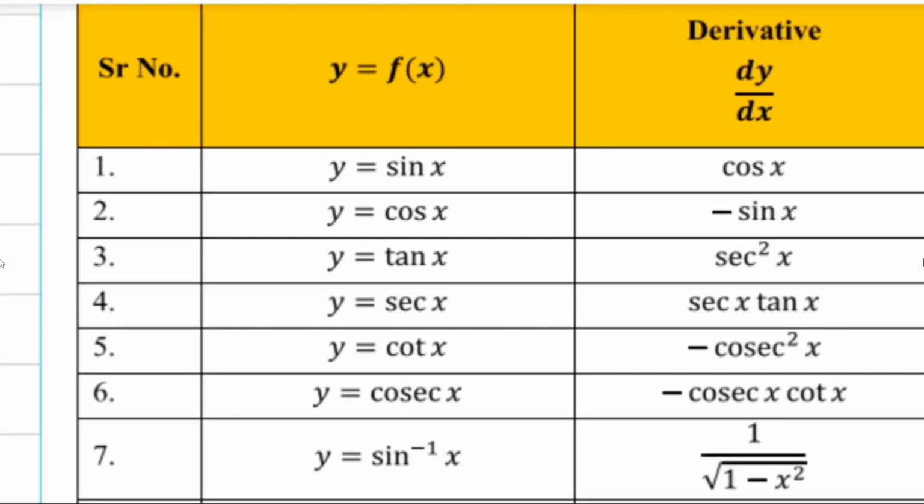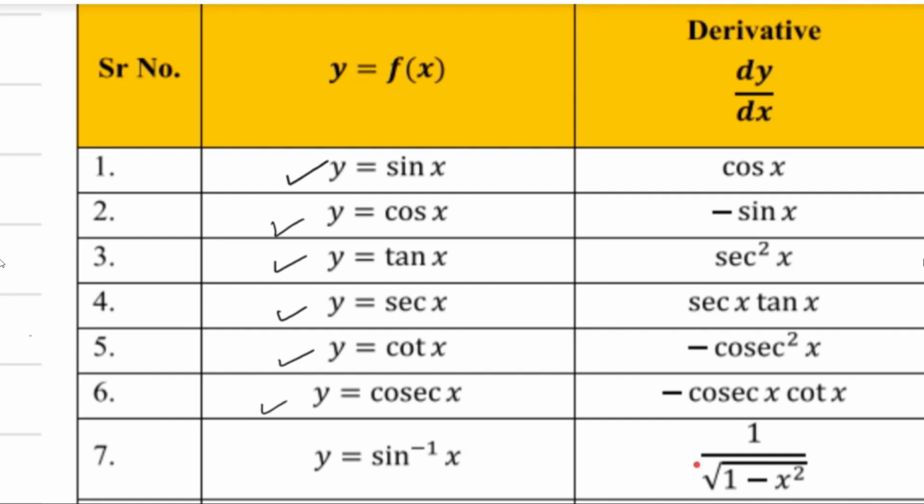Here we know that if we are having function y is equal to sine of x, then its derivative would be cos of x, and cos of x derivative would be minus sine of x, and if we are having function tangent x, then its derivative would be secant square x, and secant x derivative would be secant x into tangent x. Cot x derivative would be minus cosecant square x, and cosecant x derivative would be minus cosecant x into cot x.